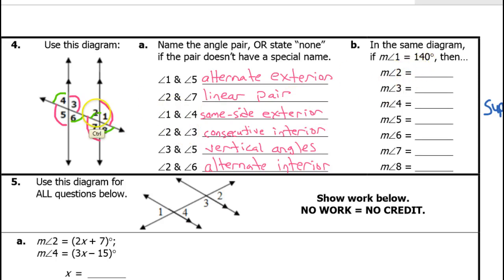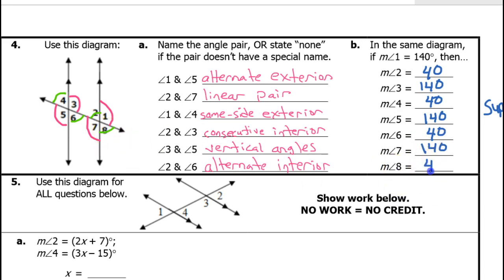Okay, so let's see. Angle 2, that's an acute angle, so that's going to be 40. Angle 3 is an obtuse angle, so that's 140. Angle 4 is an acute angle, that's 40. Angle 5 is an obtuse angle, that's 140. Angle 6 is an acute angle, that's 40. Angle 7 is an obtuse angle, that's 140. And angle 8 is an acute angle.